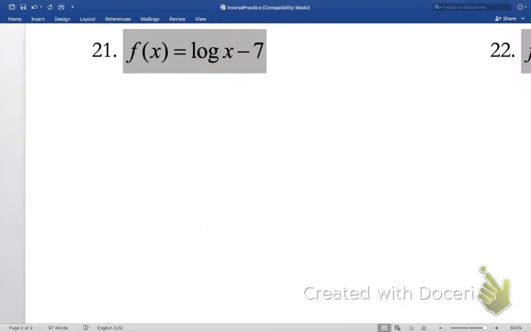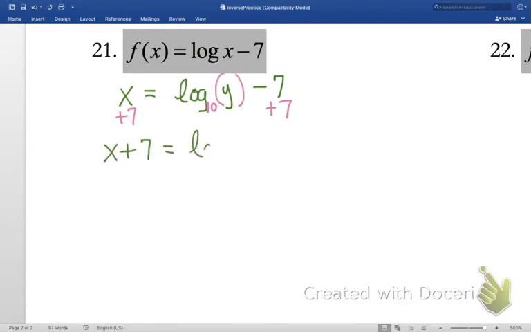So now we have another log function. That's okay. Switch x and y. So it's log y, and then we have the minus 7. Note that the y is inside the log, not the minus 7. Again, the base is not written, so it's 10. So we can move that 7 over to the other side because it's not inside the log. So I have x plus 7 equals log y.